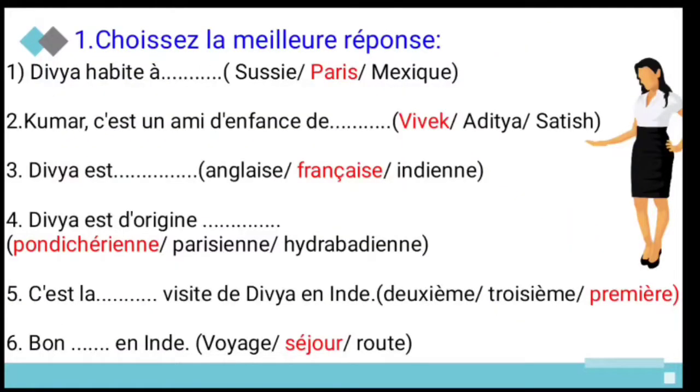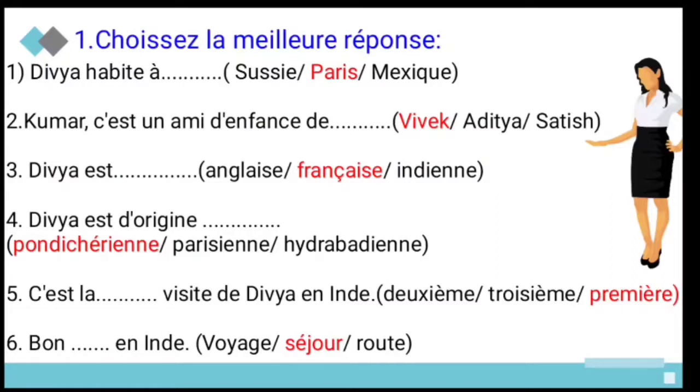And choisissez la meilleure réponse. So here, choose the best answer, which is based on the dialogue A only. So first one, Divya habite à dash. Three options are there. One is Suisse, that is Switzerland, Paris, that is Paris, and Mexique, it's Mexico. So Divya lives where? So the answer is what?